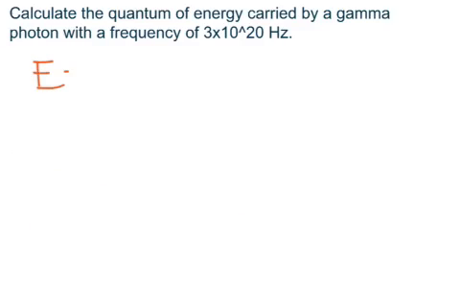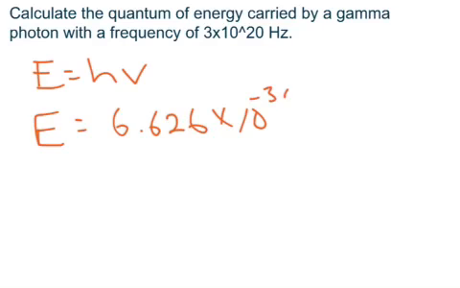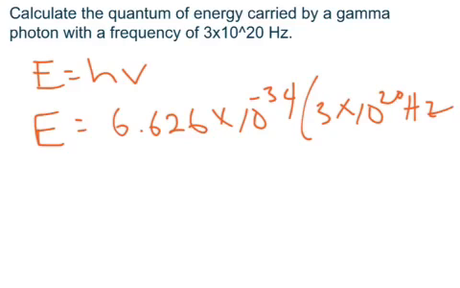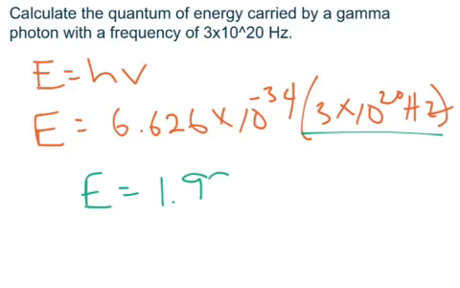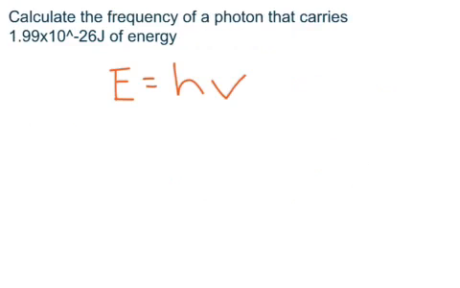If we're asked to calculate energy, we set up this equation where energy equals the constant, which is always the same number, times the frequency, 3 times 10 to the 20th. Instead of having to divide, these are already set up so that you multiply to get your final answer. The answer to this would be that this photon carries 1.99 times 10 to the negative 13th, and the unit for energy is joules.